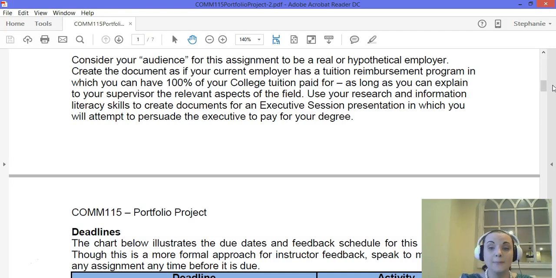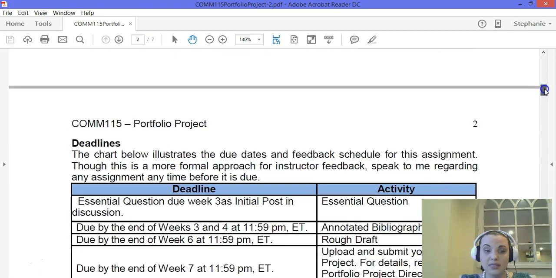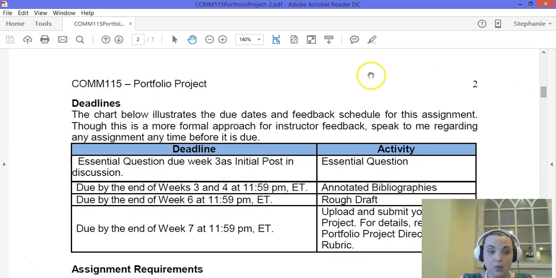Now we're going to be specifically addressing some questions though. So let's move on down, and I want you to just kind of point this out first. Here are the deadlines. This is what you'll be submitting each week. In week 3, we'll have essential questions, okay? That's just a discussion that we do. But also in week 3, we're going to be creating annotated bibliographies.